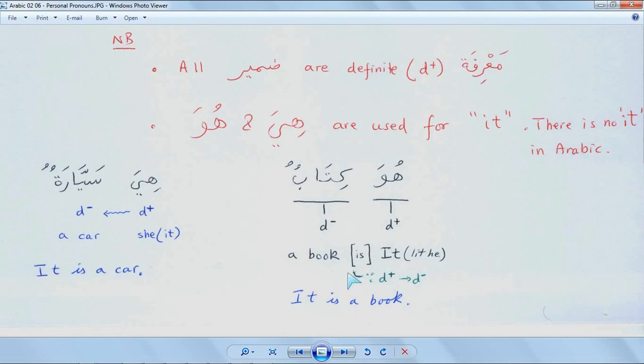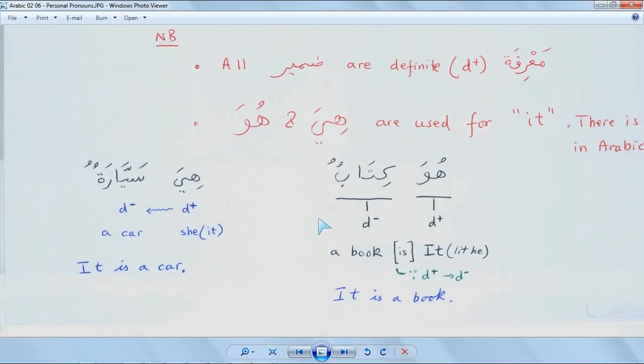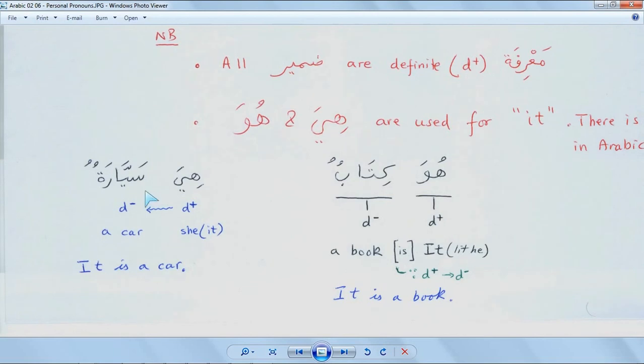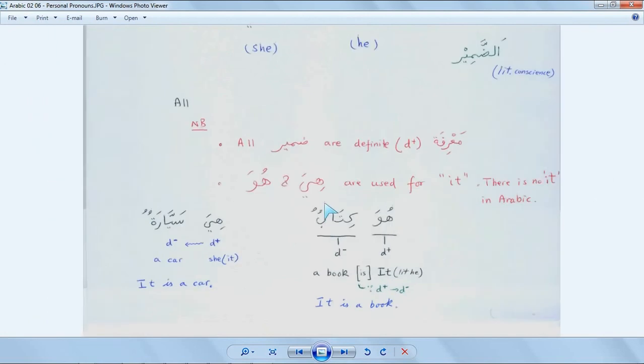It is a book. Same thing applies to words which are feminine, such as sayyara. Hiya sayyara. Hiya is a pronoun, therefore it's definite. Sayyaratun doesn't have alif lam, ends in a tanween, therefore it's indefinite. A car. So, she, a car. But we're crossing from definite to indefinite in the no man's land, so we put an is there. She is a car, but we don't say she in English, we say it. It is a car.